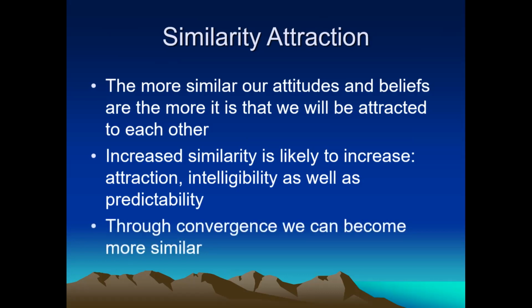Through convergence, we can become more similar. So this is actually social psychology now. If you want someone to really be attracted to you or to be drawn to you, the theory is saying that you can converge to be more like them. And once that similarity has been established, then they will become more attracted to you based on these features of attraction, intelligibility, and predictability.